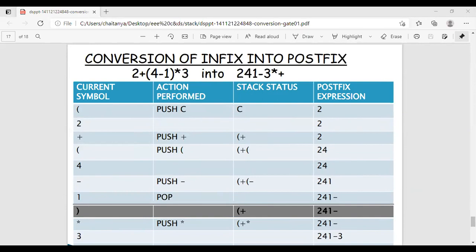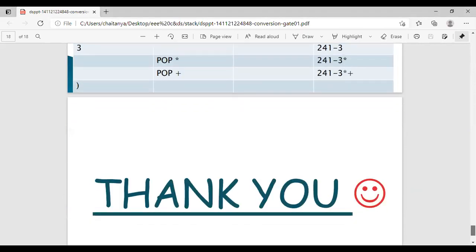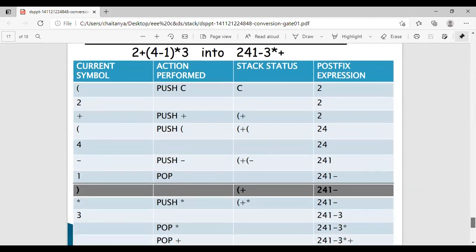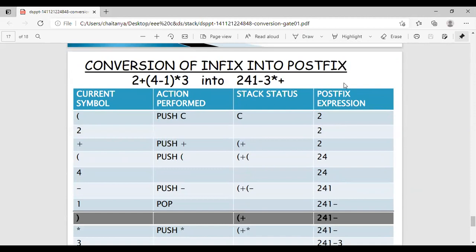See here, conversion of infix to postfix. Who will do this? Our system does. The software already running in the system will do it. The first step is the infix is converted to postfix, and again the postfix is evaluated to get the value of the arithmetic expression. Two steps to get the value. For example, 2 plus 4 minus 1 star 3: 4 minus 1 is 3, 3 threes are 9, 9 plus 2 is 11. So we have to get the value 11.